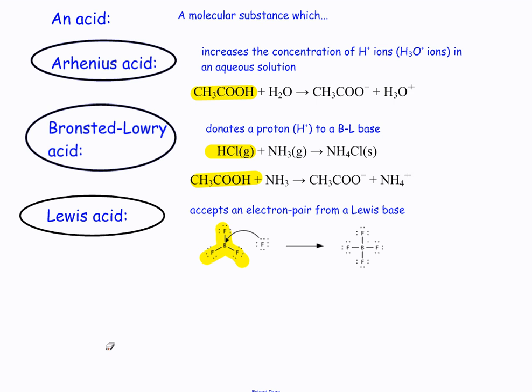So those are the 3 major types we're going to focus on, but almost all of our time is going to be spent with the Bronsted-Lowry acid.